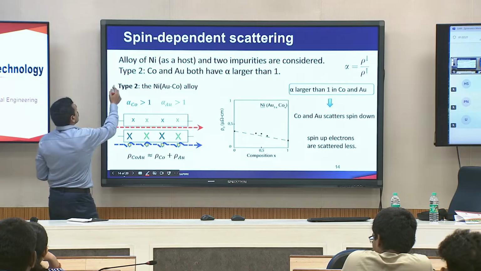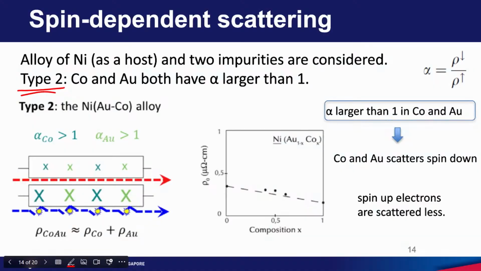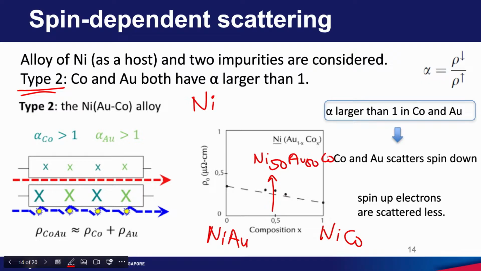Okay, now, let us come to another system called type 2. So, in the type 2 again it is like nickel. So, here is a nickel, cobalt, here is a nickel gold, somewhere here is nickel 50, gold 50, cobalt 50, something like that.